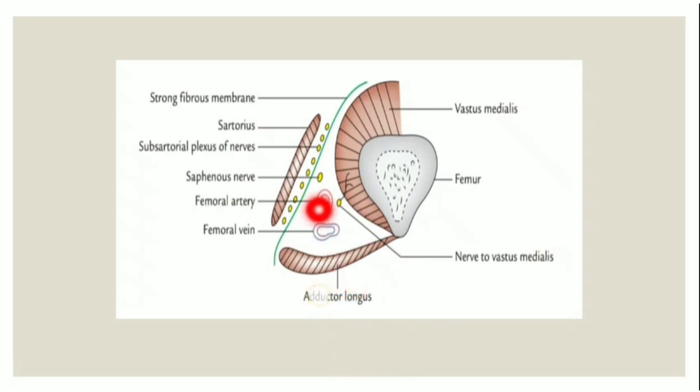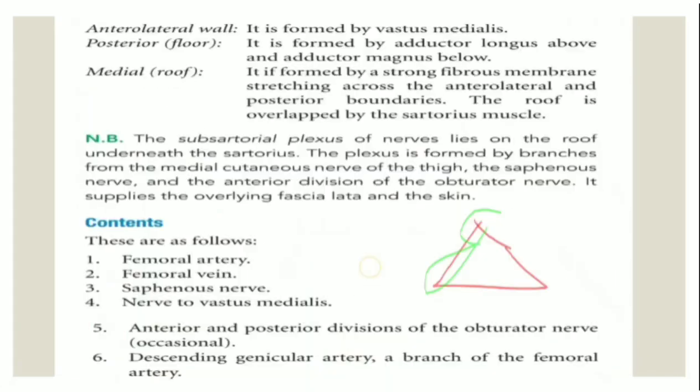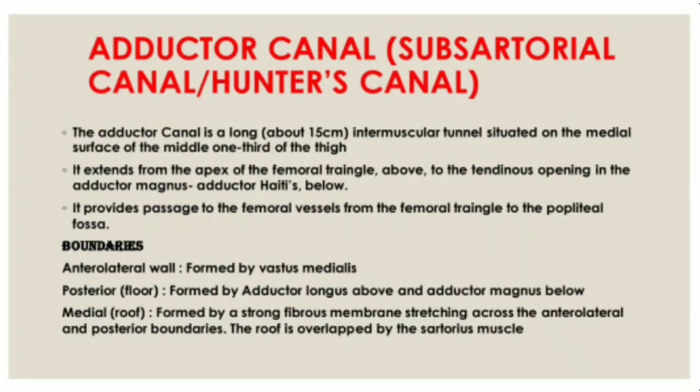Fine. Then medially, it is formed by a strong fibrous membrane. This is a strong fibrous membrane stretching across the anterolateral and posterior boundaries. Above the strong fibrous membrane you will have a muscle called the sartorius muscle. Okay, above this you will have the sartorius muscle. Fine. So this is what sartorius muscle, this is what he would have said over here. This is very, very important, I'll say.